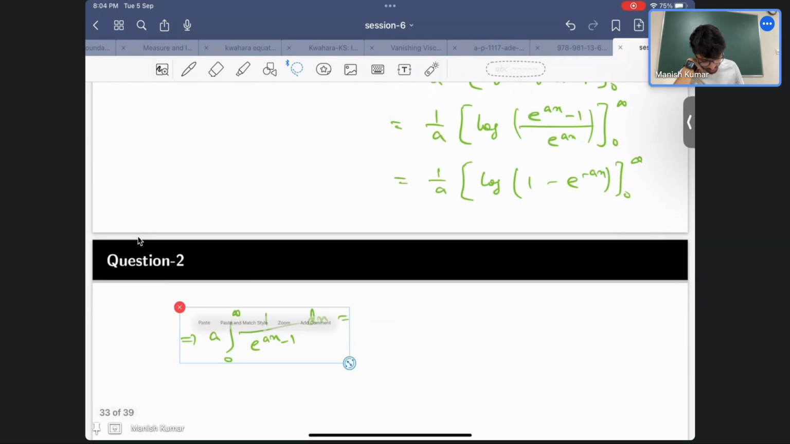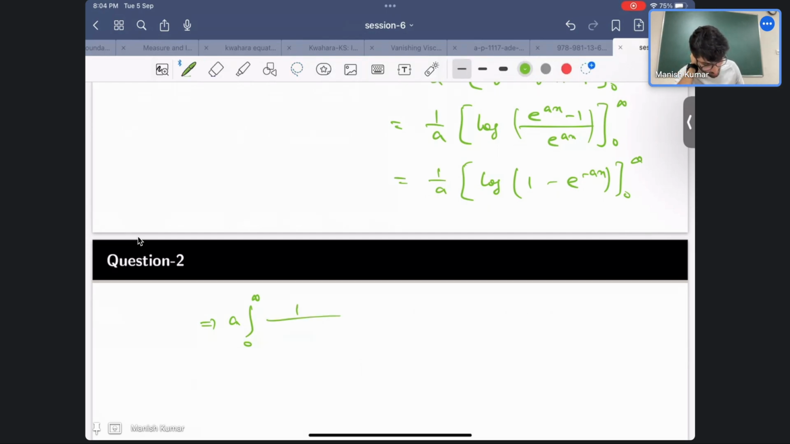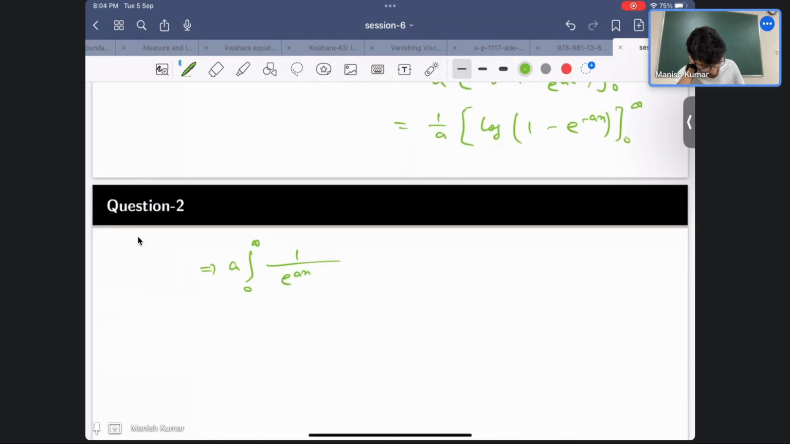So this is a times 1 by, what was that? e^(ax) minus 1 dx is nothing but log of 1 minus e^(-ax), and then this is 0 to infinity. At infinity, e^(-ax) goes to 0, so this will be log of 1, and log of 1 is 0. So this is 0 minus, at 0 if you put it, it is going to be log of 0, which is not defined. So maybe I can write it as limit z going to 0 of 1 minus e^(-az). Okay, so till now we will put it in this way.